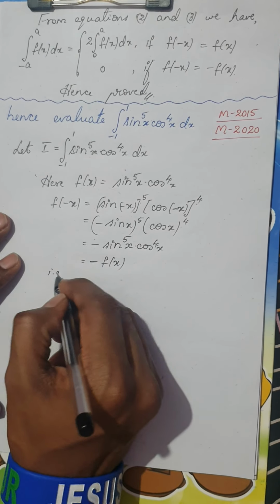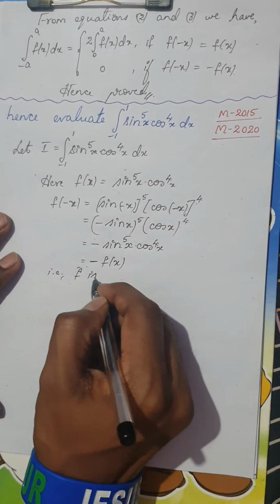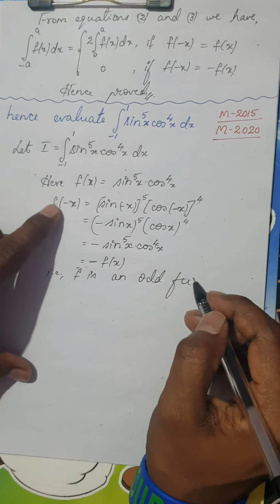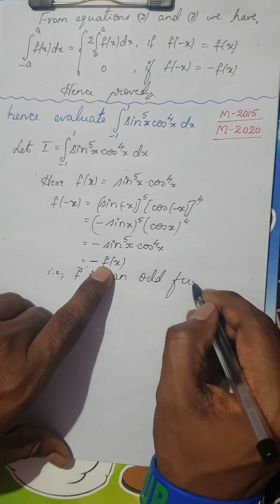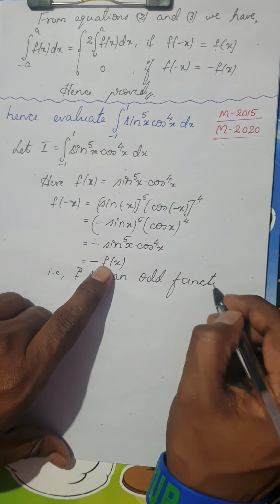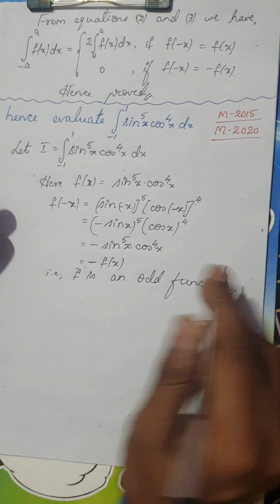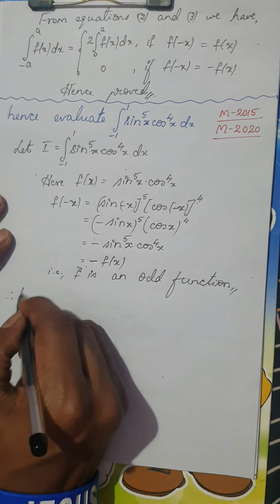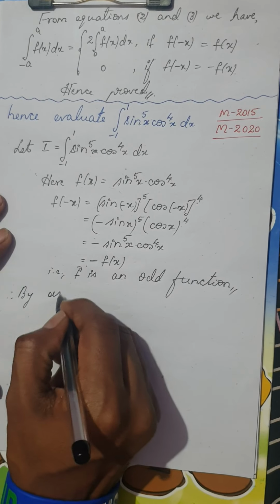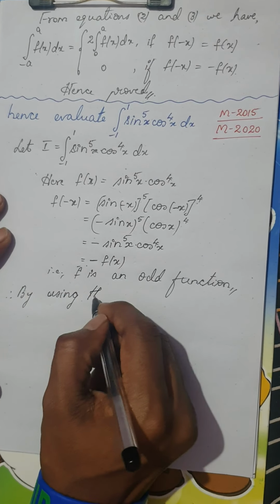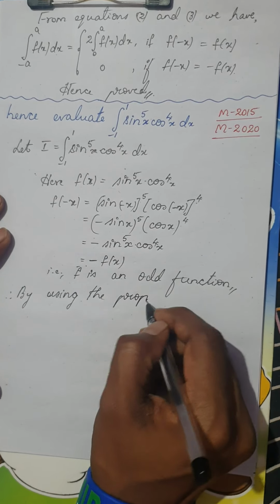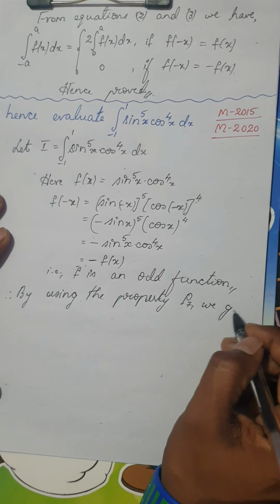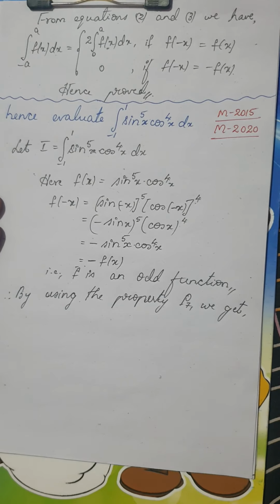Okay, f is an odd function. You can see there I considered f of minus x, I got minus of f of x. So I conclude f is an odd function. So what can I write? Therefore, by using the property P7, we get what you are going to get.